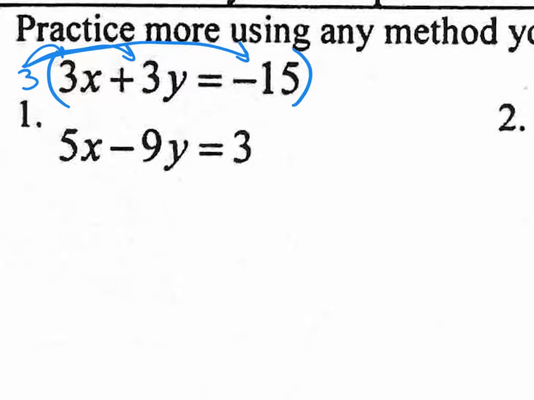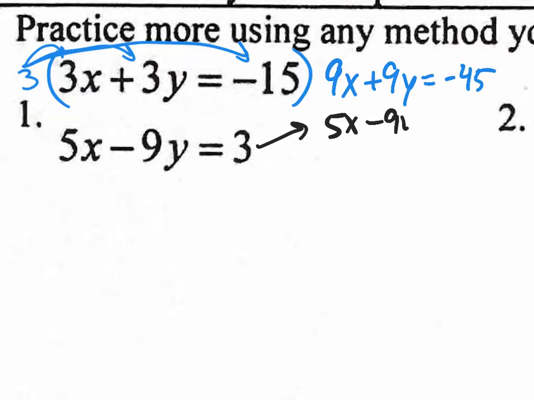And then let's rewrite our top equation right next to it. It's going to be 9x plus 9y equals negative 45. The bottom equation is going to stay exactly the same. 5x minus 9y equals 3. Again, you could have modified the equations to cancel out x's. It's just a little more work because you'd have to modify both equations instead of one.